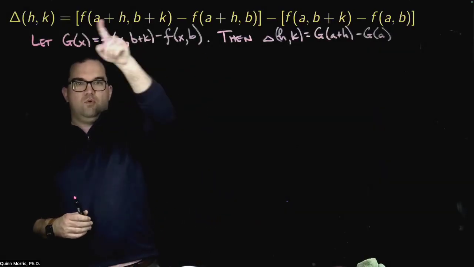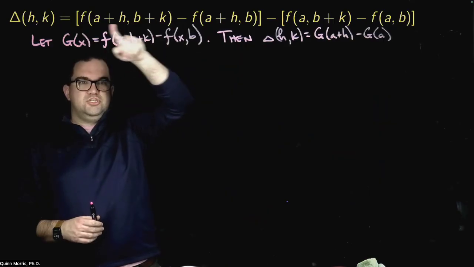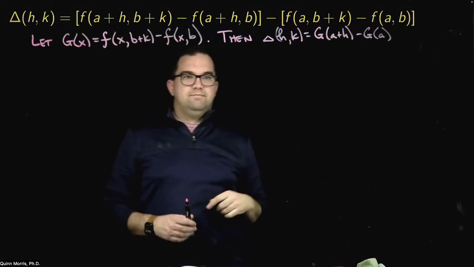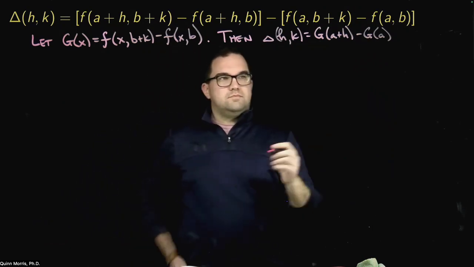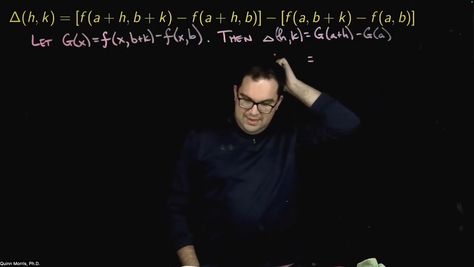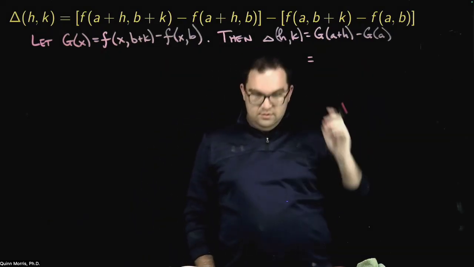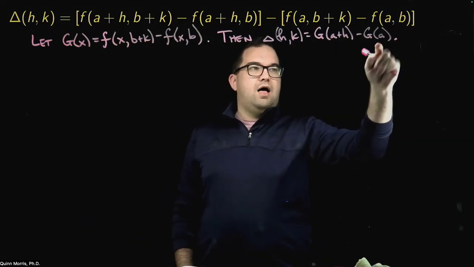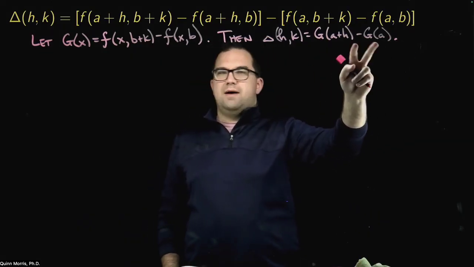Right, so this quantity in the first set of brackets just becomes g of a plus h. This becomes g of a. All right. Well, now I can apply, let me actually, I'm not right equal here. I'm going to now apply, I want to eventually get this to something about a derivative.